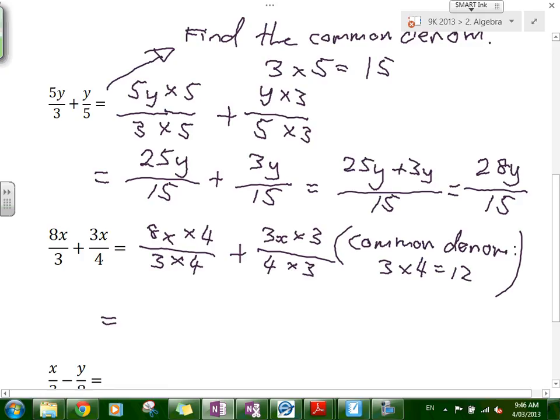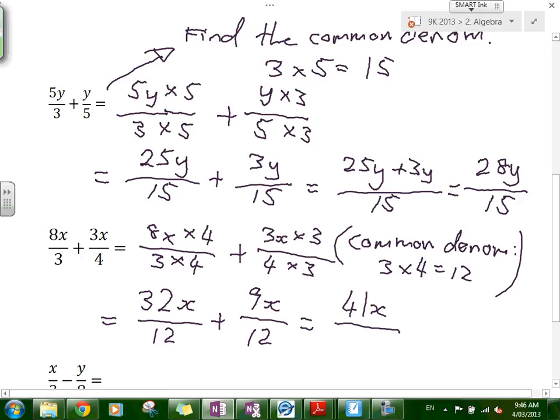8x times 4. What's 8x times 4? 32x over 12 plus 3x times 3. Mitchell, what's 3x times 3? 9x. Good. So we've got 9x over 12. And Caitlin, what's the final thing going to be? Good. 41x over 12. Alright? So you just leave it like that. Can't do anything else with it. It's simply 41x over 12.